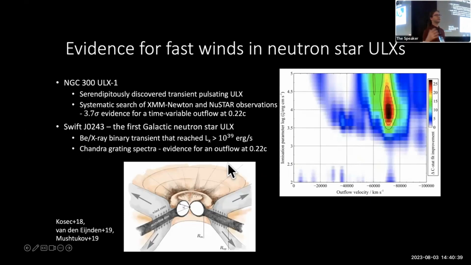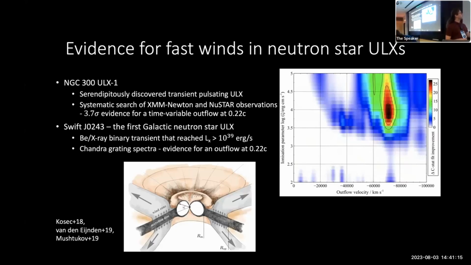And then we also searched for evidence of these fast winds specifically in neutron star ULXs, because the existence of these outflows in neutron star X-ray binaries has strong consequences on the interpretation of their accretion flows. But these spectra are usually very low quality, and any features in them are not easy to detect just by eye. So we developed a suite of automated spectral search tools to study these spectra in a systematic manner. And in this example, specifically in NGC 300 ULX1, which is a neutron star powered ULX, we generated a large number of photoionization grids over a large number of possible photoionization parameters and outflow velocities, and then fitted all of these different models to the spectra that we had, and detected significant evidence for an outflow with a velocity of about 0.2 speed of light in this neutron star ULX.